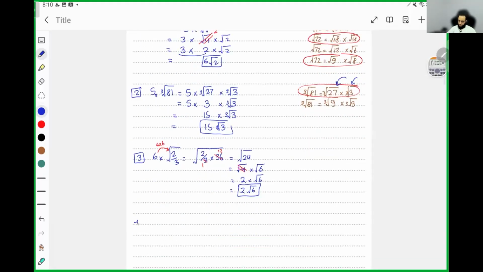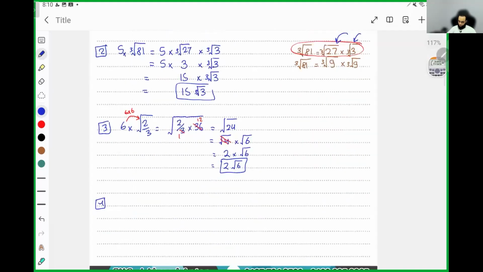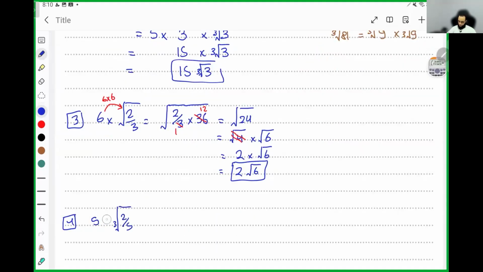Question 4. It's 5 cubic root 2 over 5. You know, there was no multiplication sign here, but if there is no multiplication sign, actually it's a multiplication sign, because it's beside it. Excellent. Bring the 5 inside the cubic root. How? Multiply it 3 times, then it's 125. So it's 2 over 5 times 125 below the cubic root. Divided by 5, 1. Divided by 5, 25.